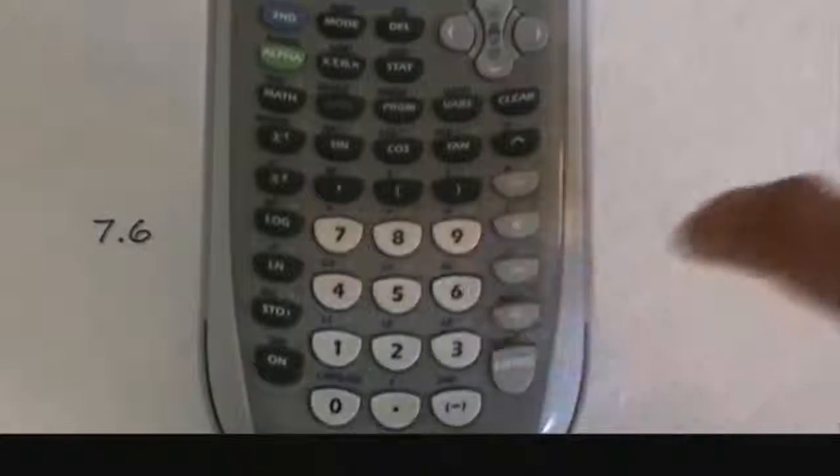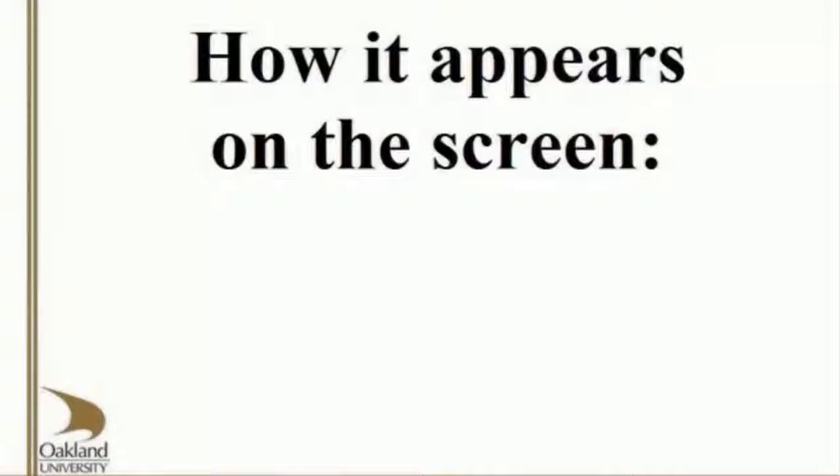So we enter our value of 7.6. Then hitting second EE is the same as having times 10. And then we enter in our value for our power, which is 4. So we see how this will appear on the screen. So we have 7.6, a second EE, which is the same as times 10. Then our exponent of 4 will give us our solution of 76,000.